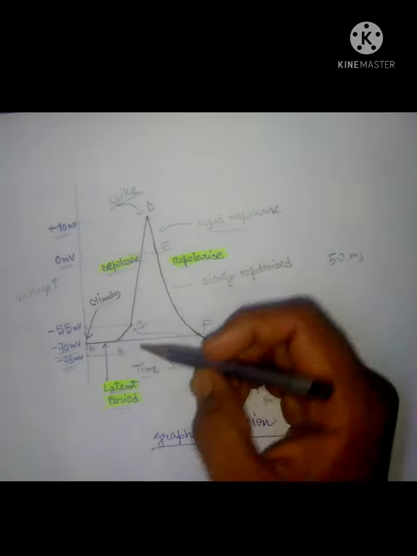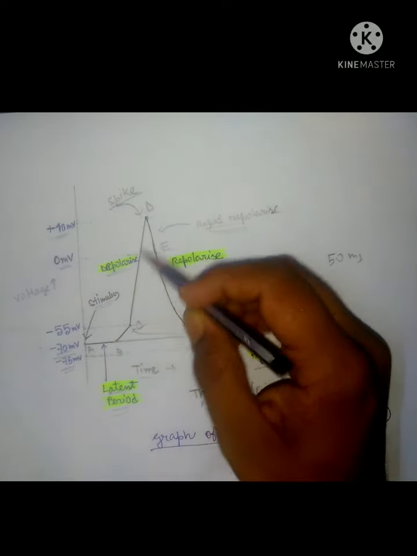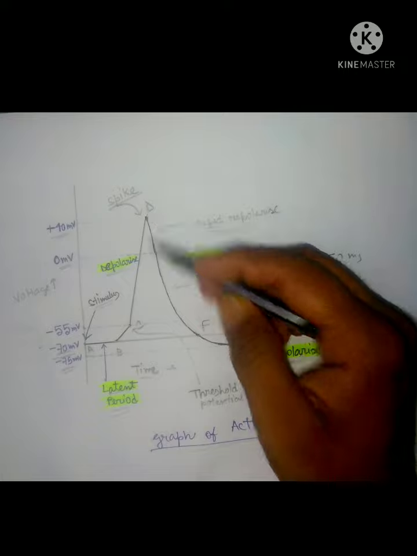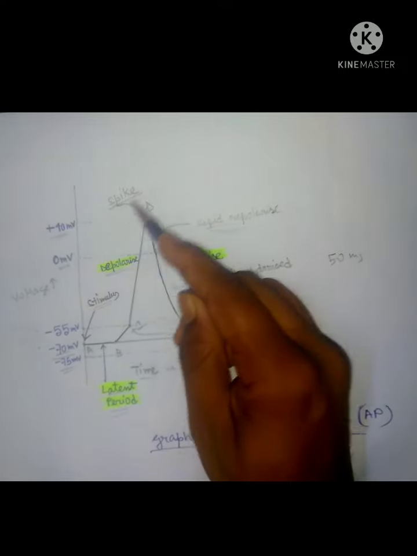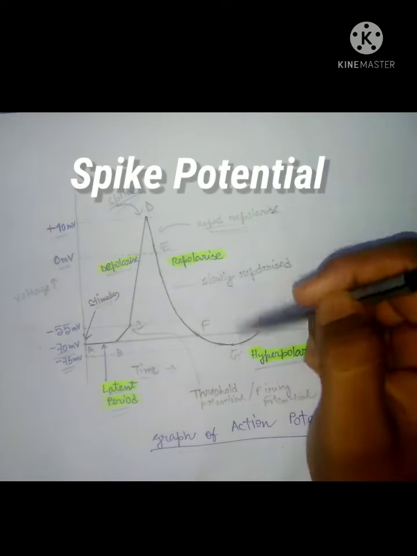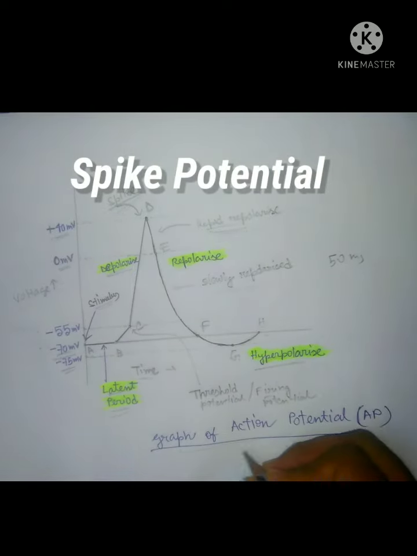At last, this is the generation of the action potential. We can see that there is a spike. The action potential makes a spike, so the action potential is also called the spike potential.